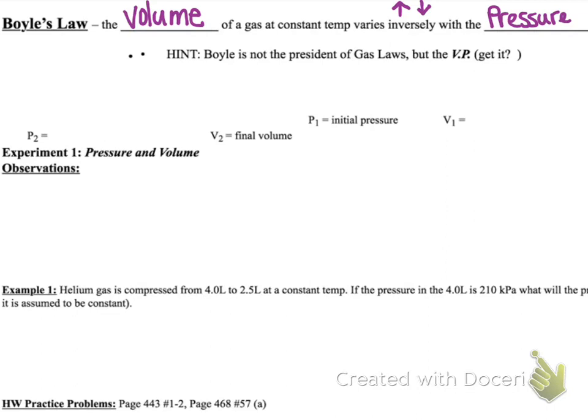And his formula shows us two things that are oppositely related. So Boyle's law tells us that initial pressure times initial volume is equal to final pressure times final volume.